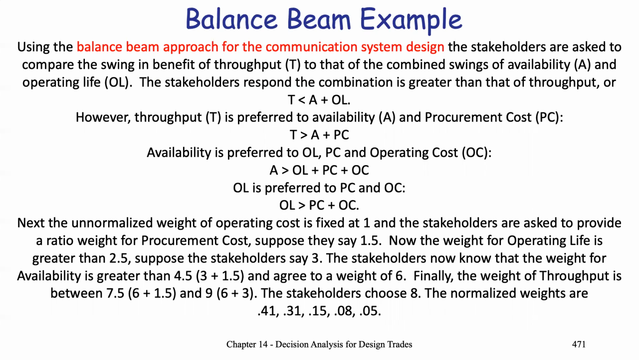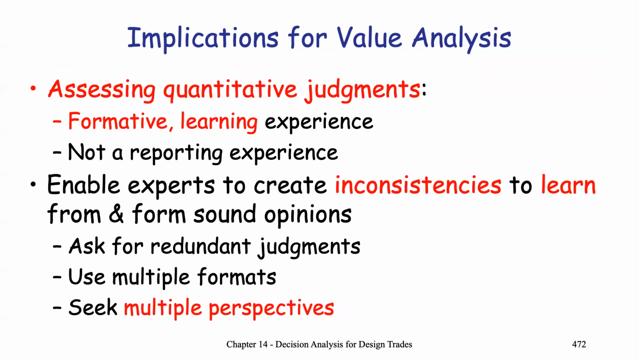Using the balance beam approach for a communication system design, the stakeholders are asked to compare the swing and benefit of the throughput to that of the combination of the swings of availability and operating life. The stakeholder responds that the combination is greater than that of throughput. I'm not going to read through all of this, but it gives you an idea of how you could finally boil it down to weights as a result of going through this process.